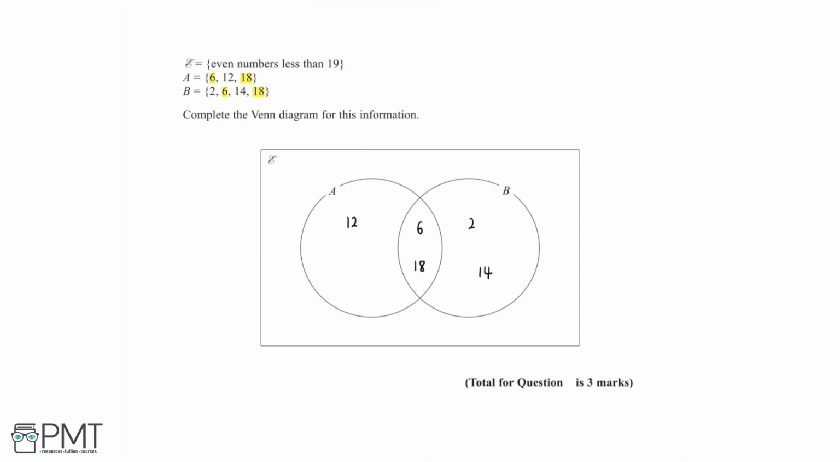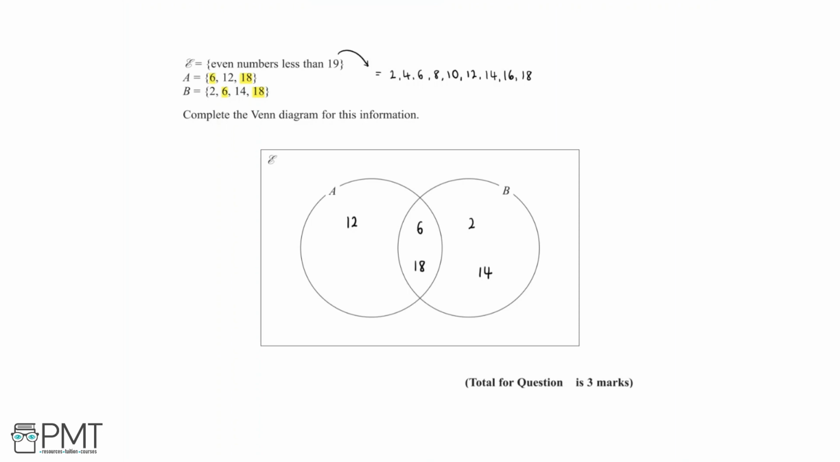But now we haven't quite finished this diagram, because we're told that the universal set contains all even numbers less than 19, and so some of these numbers do not exist in set A or set B. Let's make a list of all of the even numbers less than 19. We have 2, 4, 6, 8, 10, 12, 14, 16, and 18. We need to find the numbers that don't exist in set A or set B.